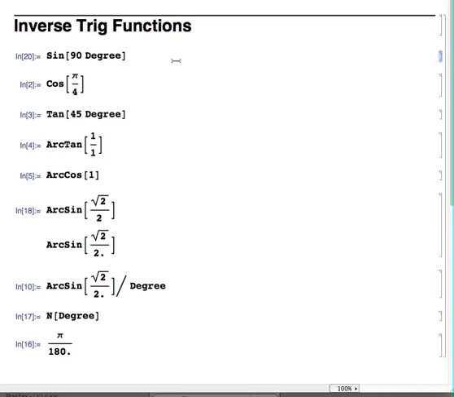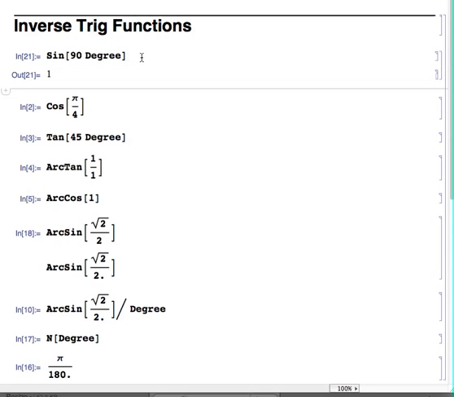The sine of 90 degrees. Okay, what is the sine of 90 degrees? And we have to use the word degree here, which actually has a mathematical meaning, because Mathematica uses radians primarily. So if you're not using radians, you have to say degree. So we're going to go ahead and evaluate that, and the sine of 90 degrees is 1, and that's what your calculator would give you as well.